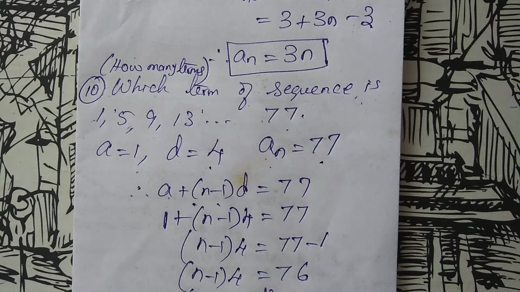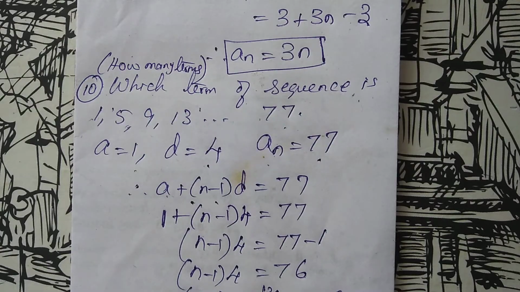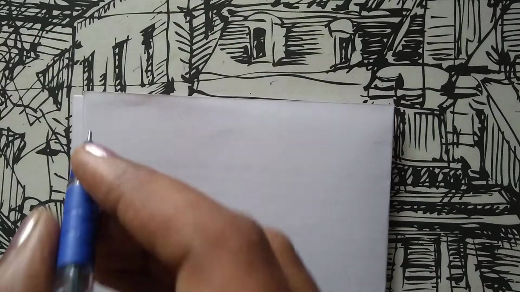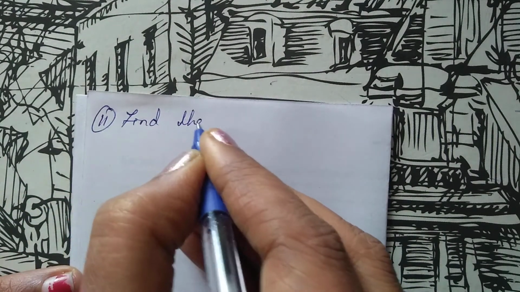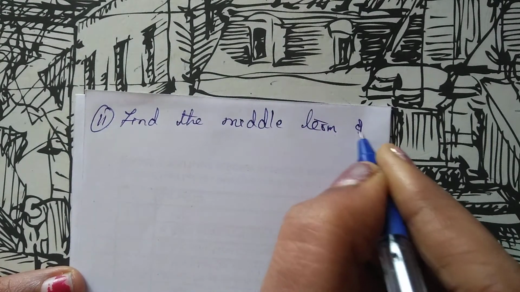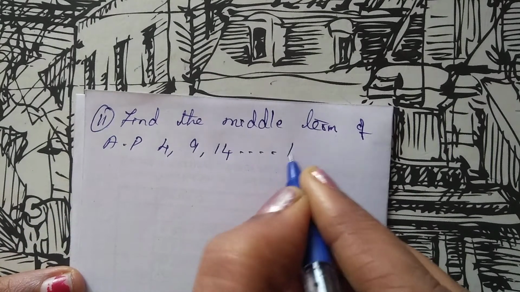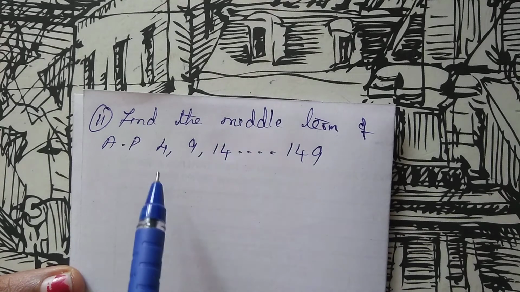Next, we will have one more pattern, finding the middle term. See, we know how to find A, how to find D, how to find n using the formula. But there are some sums which they will ask: how will you find the middle term? For example, this question. Find the middle term of the AP 4, 9, 14, and so on up to 149.